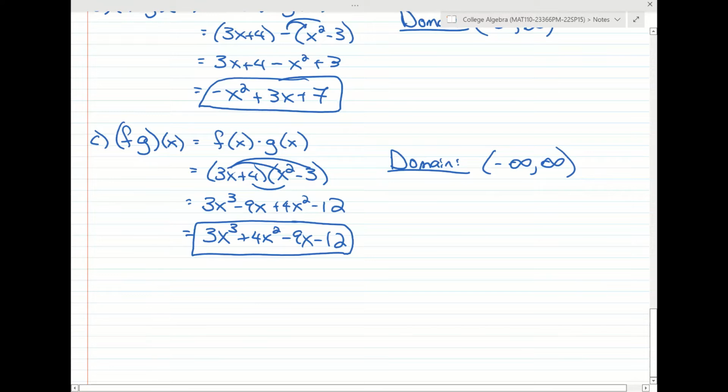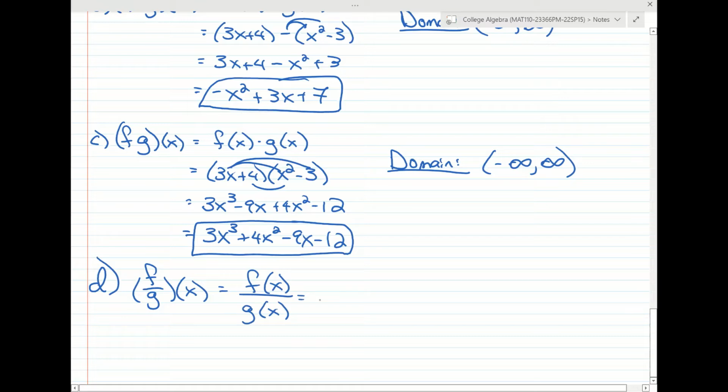The last one is going to be a little bit different. The one where we're dividing, f divided by g of x. We're going to take f of x and divide it by g of x, which means we're going to take 3x plus 4 and divide it by x squared minus 3.